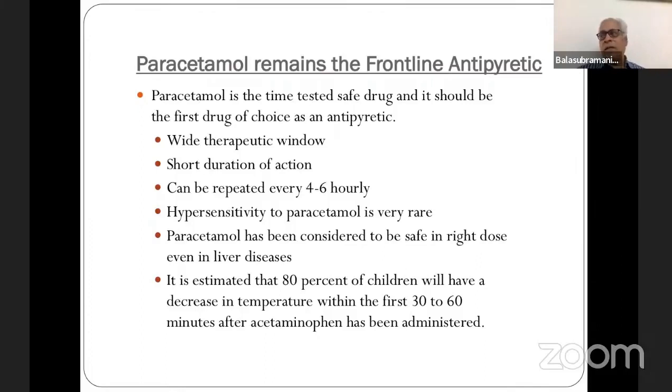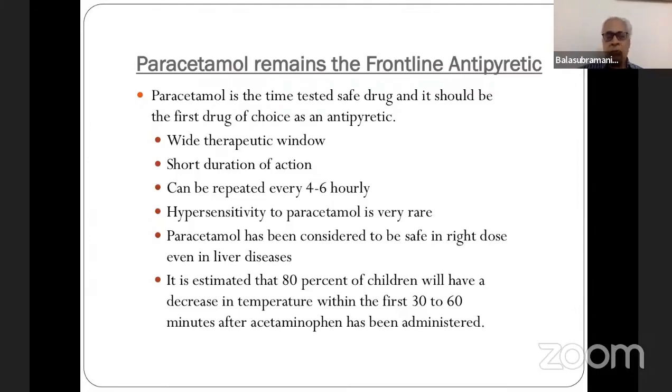And very importantly, even in those with liver disease, somebody with hepatocellular failure, acute or chronic, somebody with cirrhosis of liver, somebody with chronic liver disease, you can give paracetamol for fever. I mean, there is a concept amongst physicians that if you have jaundice, if you have hepatitis, you should not give paracetamol. You can give paracetamol. You can give the usual therapeutic dose. No harm will be done. On the other hand, drugs like NSAID, they are more dangerous in liver disease, not paracetamol.